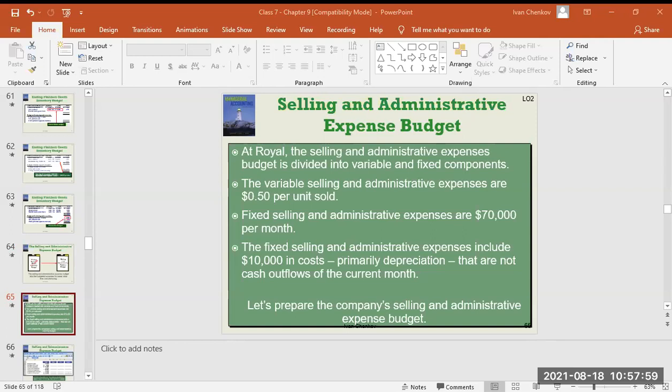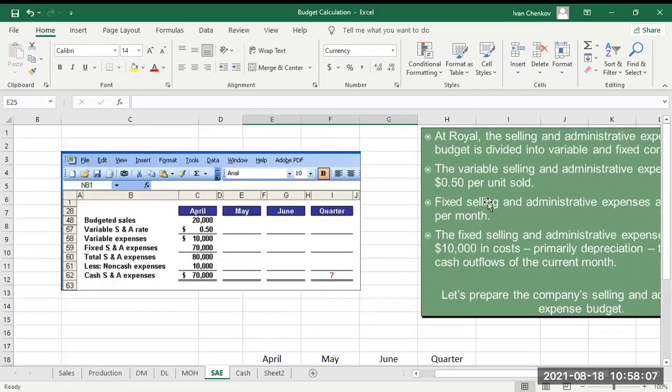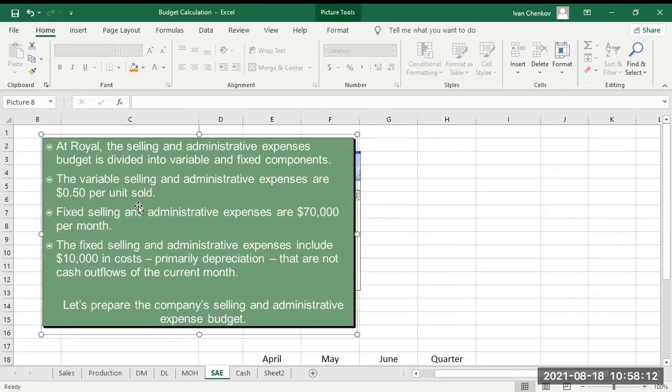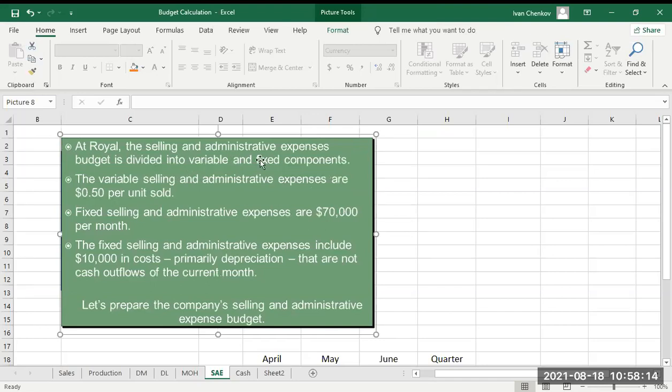Okay, I'm ready. Let's share this information now. So in this case, they're saying that the company's selling and administrative expenses budget is divided into a variable and a fixed component. Can you see my screen?